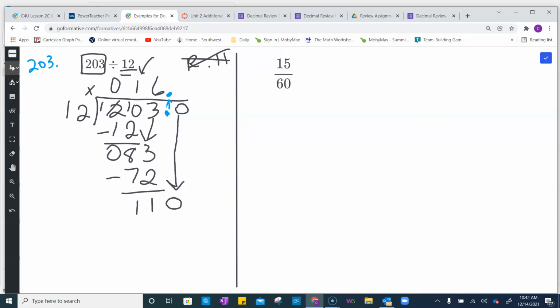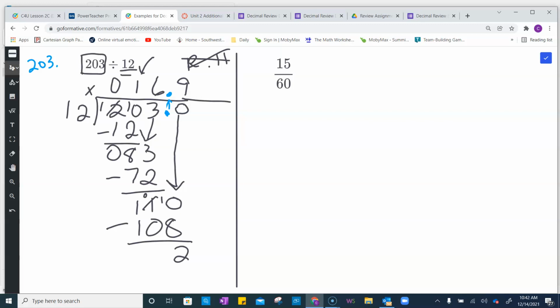Well, I know 12 times 8 is 96, and 12 times 9 is 108. 12 times 10 is 120. Okay, 9 is the answer. 108. That's as close as we can get to 110 using 12 to multiply by. And when I subtract that, I get 2.